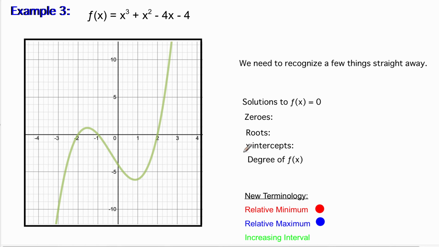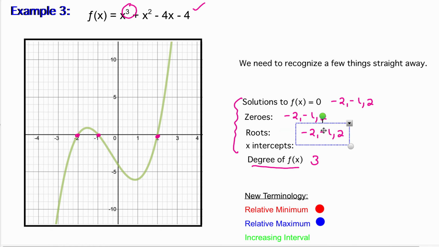All right, so last one. This time I didn't give it to you in factored form. But by looking at the graph, we can find our solutions, our zeros, our roots, our x-intercepts, because we know our degree is 3. So we're looking for 3 possible roots, and I have them at negative 2, at negative 1, and 2. Wow, pretty easy, isn't this? Negative 1, negative 2, and 2. Boom. My zeros, my roots, my x-intercepts.